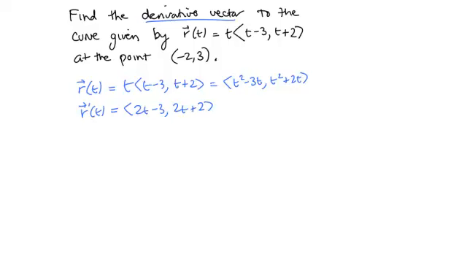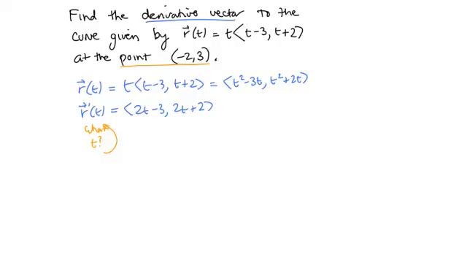However, this is where this problem is a little bit different from the one we just looked at. In the previous example, we had to find the derivative vector at a time, t. But now I don't have the time t, I only have the point. So what value of t do we need in order to make this work?